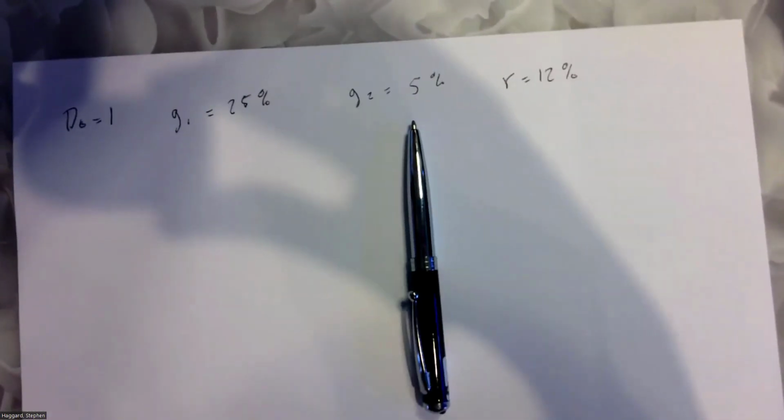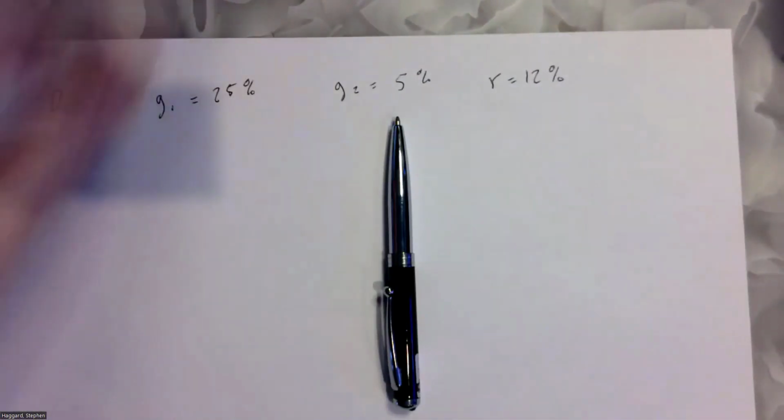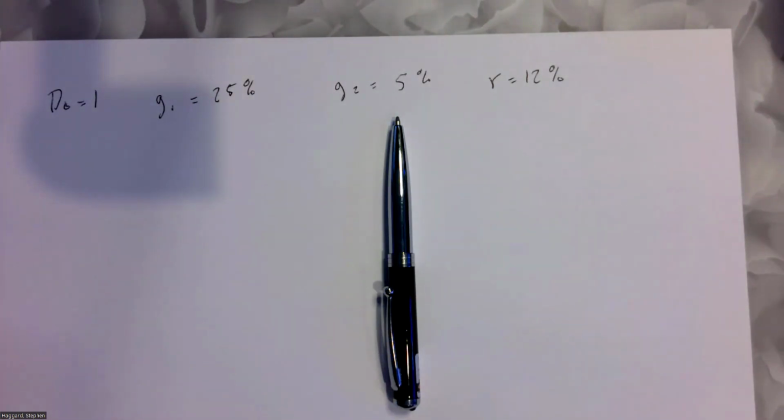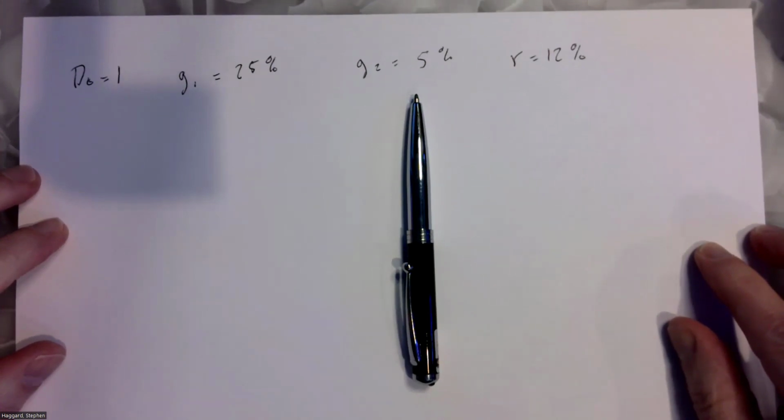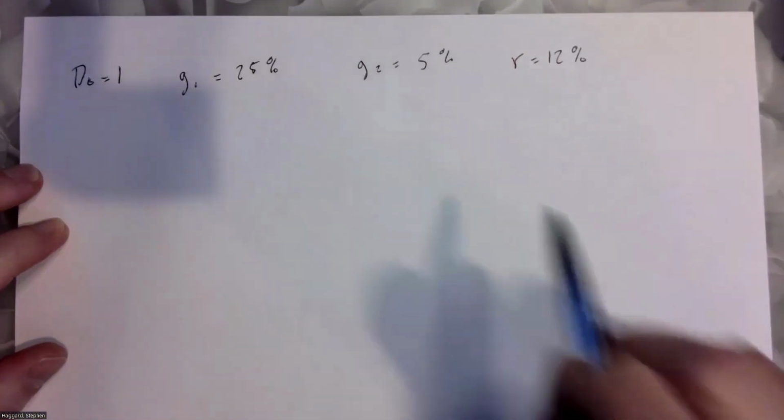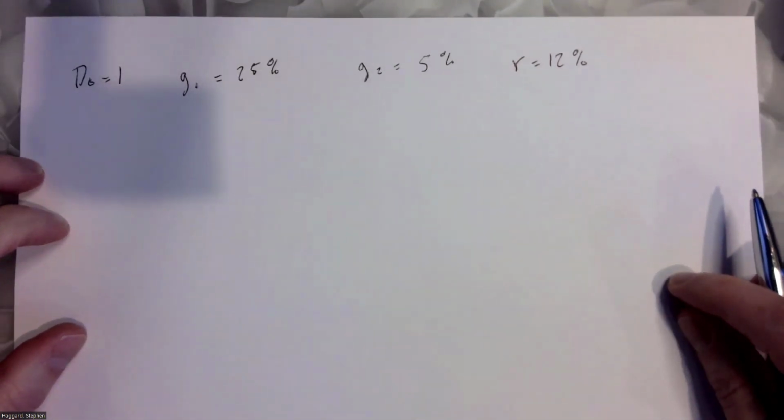Oh, I need to spin this around. Okay, please let me know if you're having any trouble seeing the document camera. Can you read my writing? Okay, very good. Okay, so how do we start with something like this?